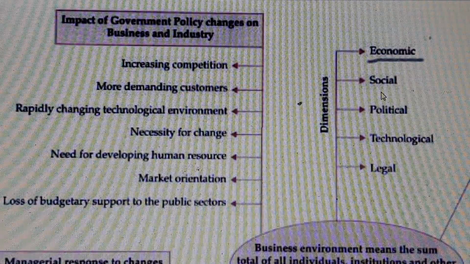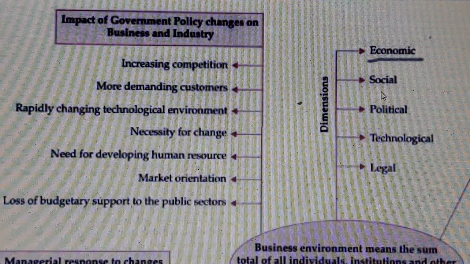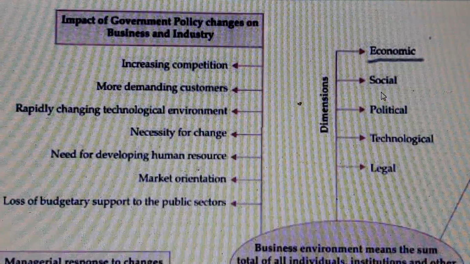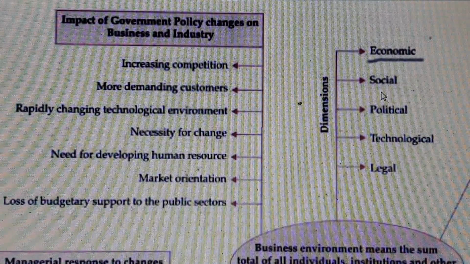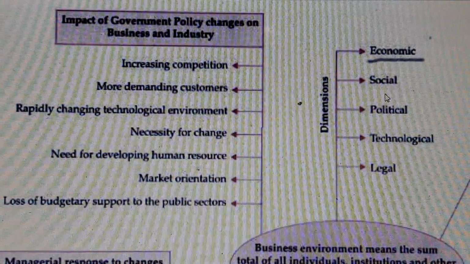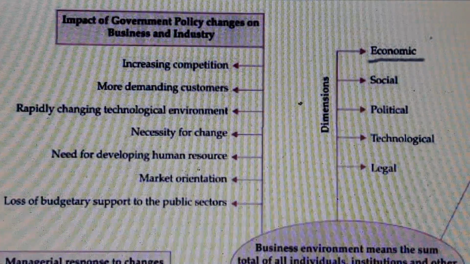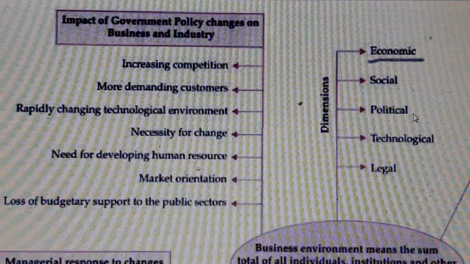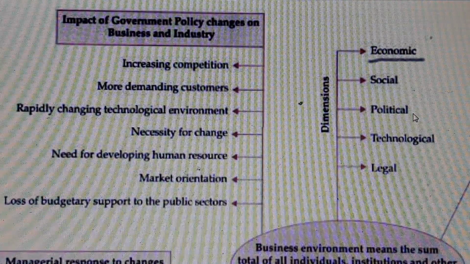After that, the political environment. What is hampering in the business environment is the political environment, the policies and the rules and regulations made by the legislature in the parliament affect the business environment a lot. That's why political environment also affects the different things.